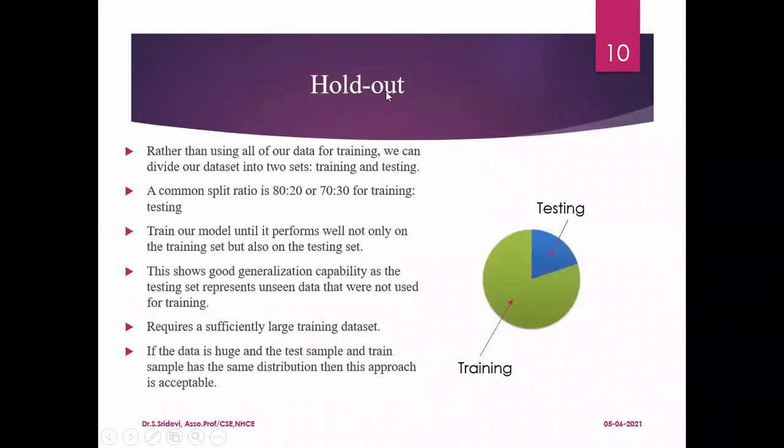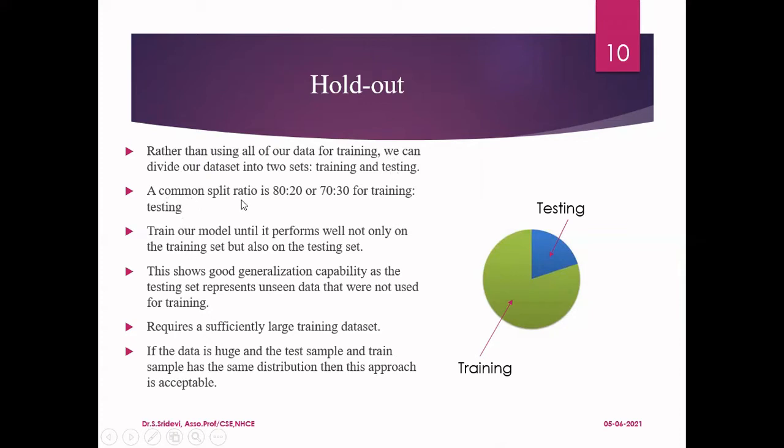Holdout is nothing but, I'll give you some training data. For example, if I give you 1,000 records, don't use all the 1,000 records for the training itself. You are going to separate your data into two parts. You are going to keep some data for testing also. That is called the holdout approach. So rather than using all of our data for training, we can divide our data set into two sets. One is the training set and the other is the testing set. When we develop the model, we will use the training set. And once we develop the model, we will find the model accuracy by applying the testing set. That is called the holdout approach. You are keeping a certain portion for testing also.